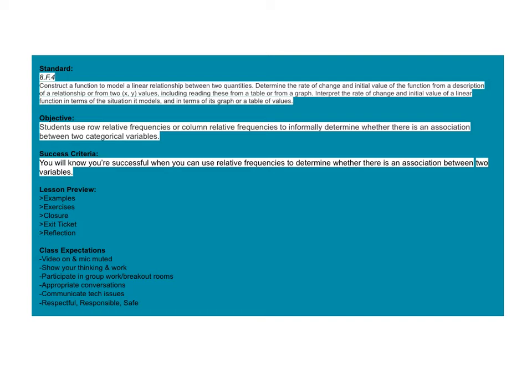Today we are going to be using row and column frequencies, relative frequencies, to determine if there's an association between two categorical variables. Essentially, you'll know you're successful today when you can look at a bivariate data table, a two-way frequency table, find those relative frequencies, and then determine if there is an association between the two variables you see within the table. Okay? Let's go ahead and get started.